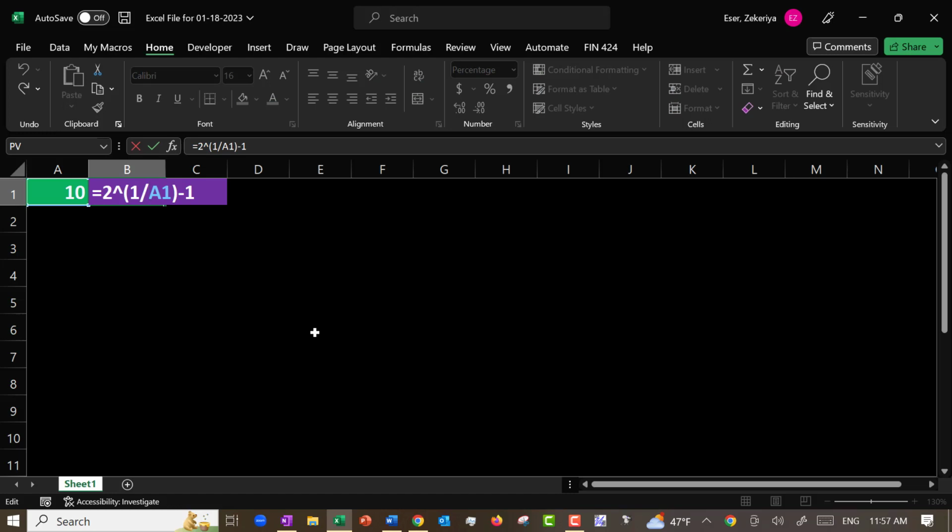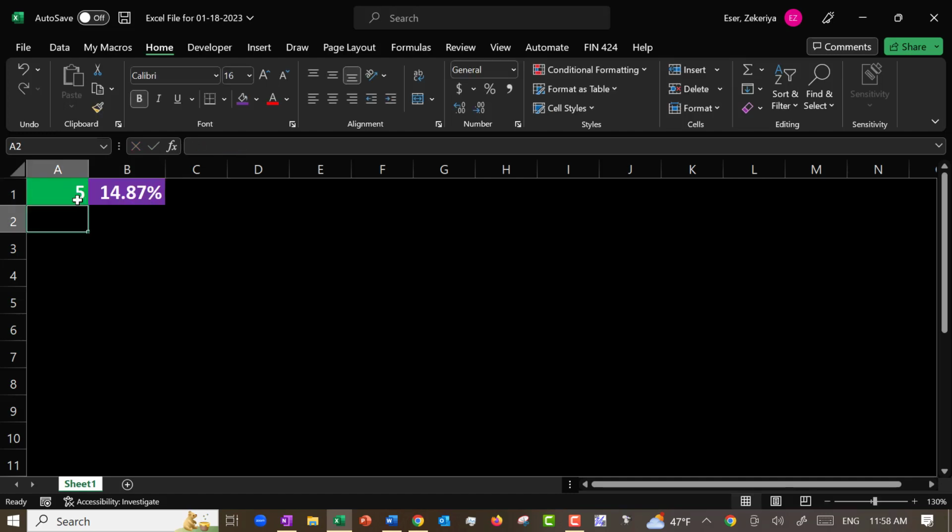Now, first the expression in parentheses is going to be calculated. Again, if in a given parenthesis there are multiple expressions, basically it's going to have its own order of operations. So 1 will be divided by 10, which is exactly what I want, 0.1. Then 2 is going to be raised to the power 0.1. Then I'm going to deduct 1. That's precisely what I wanted.